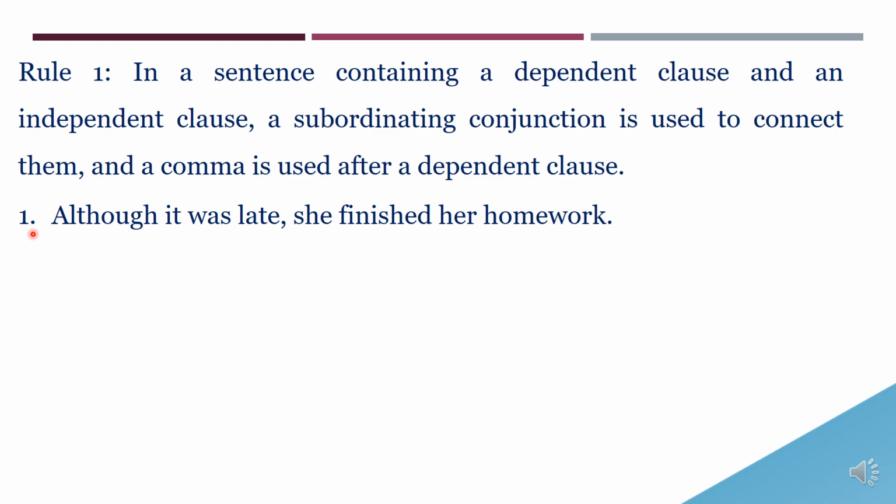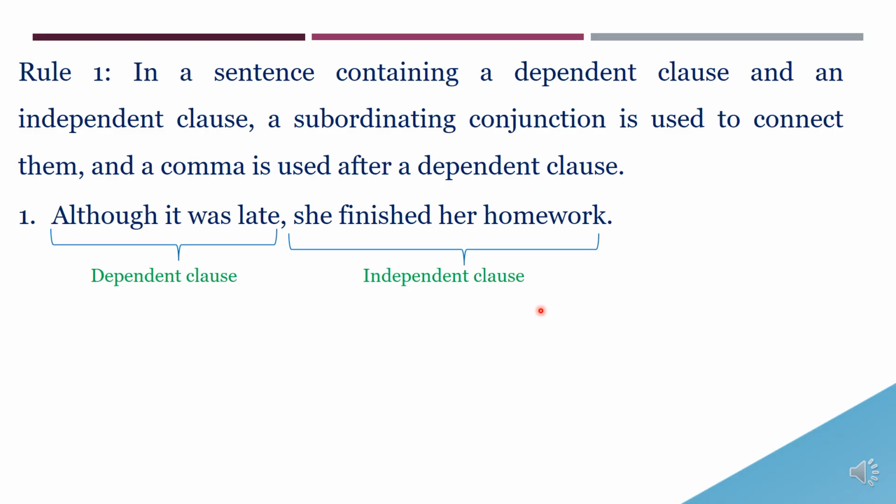See, example. First example: although it was late, she finished her homework. Although it was late is a dependent clause. She finished her homework is an independent clause. Although is a subordinating conjunction.